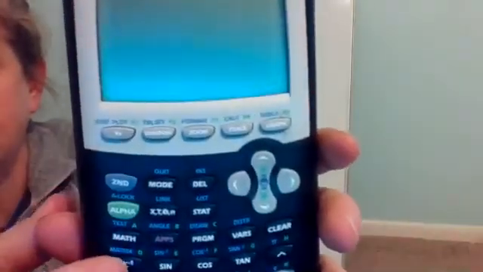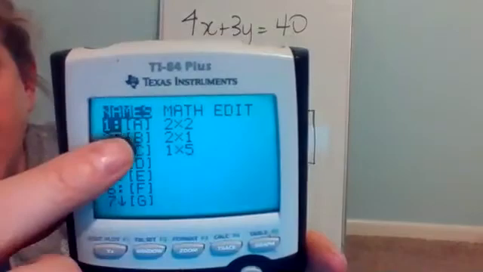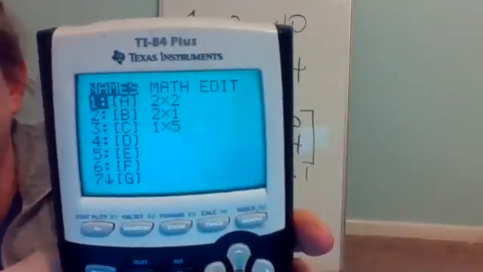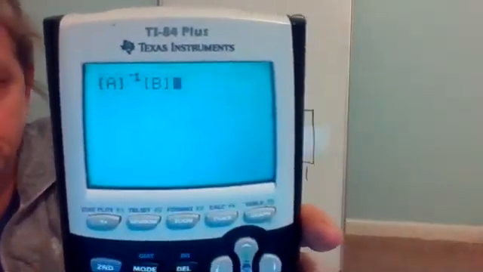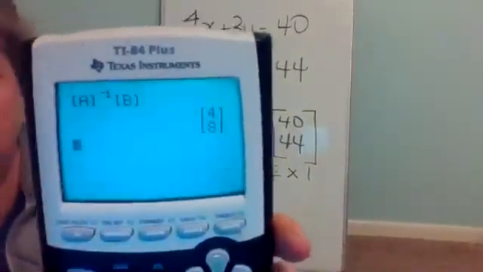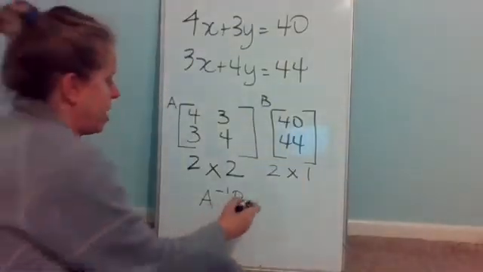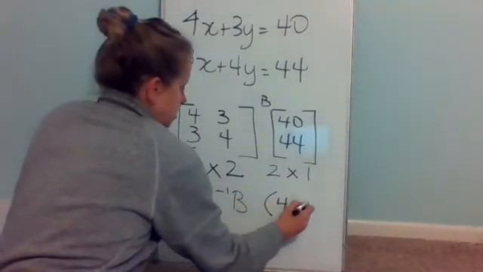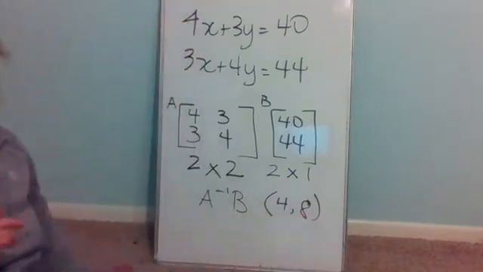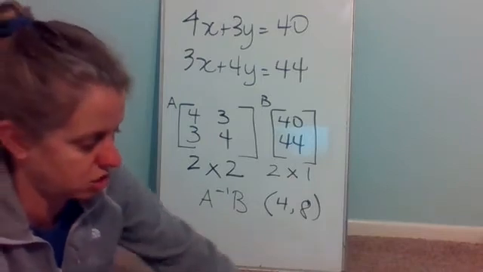Now I need second matrix. Again, not going over to edit. I want to go down to B. So just hit down to B and enter. And then hit enter again. And there's your answer. Now remember, when you put in your answer it is an ordered pair. So you will need to enter it in parentheses like that. So (4, 8) would be your answer.